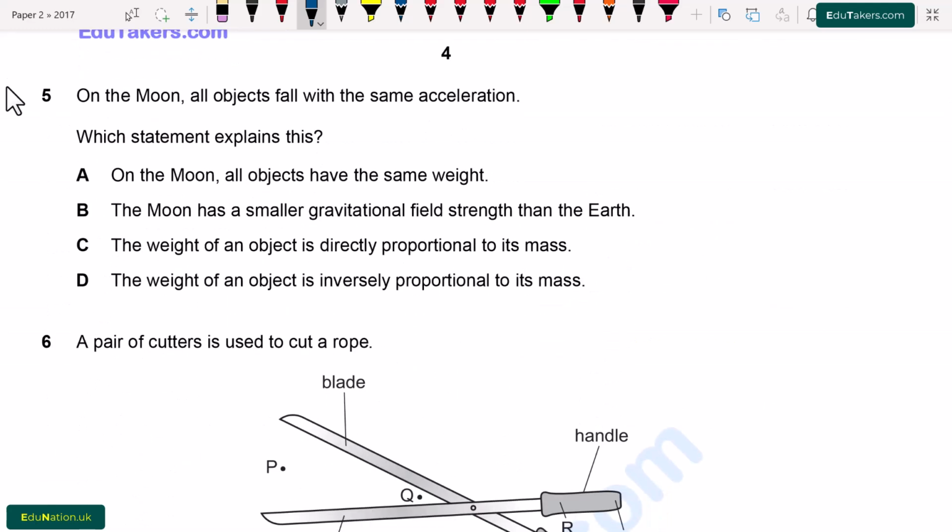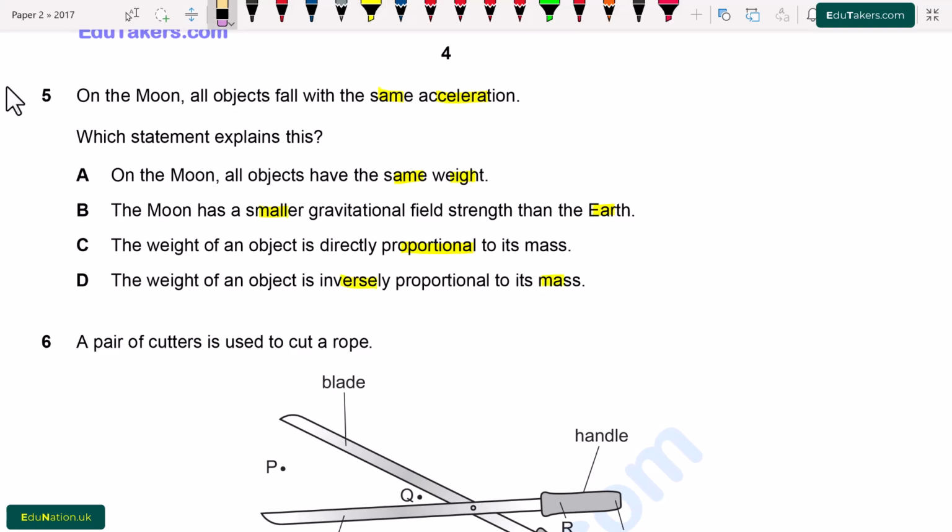Question number 5. On the moon, all objects fall with the same acceleration. Which statement explains this? Option A. On the moon, all objects have the same weight. B. The moon has a smaller gravitational field strength than the Earth. C. Weight of the object is directly proportional to the mass. D. The weight of the object is inversely proportional to its mass.